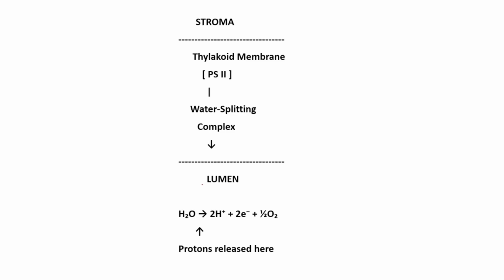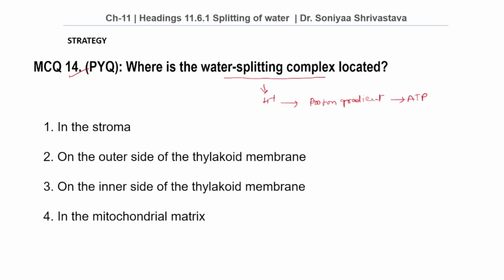Student, remember the diagram of chloroplast in which stroma is the fluid filled matrix which surrounds the membranous system, and the membranous system consists of thylakoid membrane, grana. This is the outer layer of thylakoid membrane and this is the inner layer of thylakoid membrane, and water splitting complex is present inside the thylakoid membrane, and inside this lumen protons are released. So let's see our options.